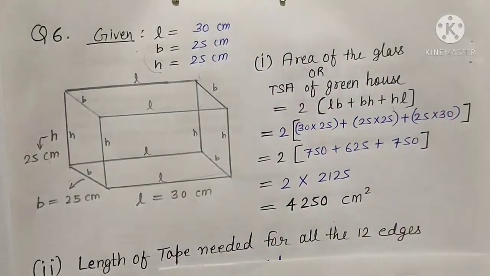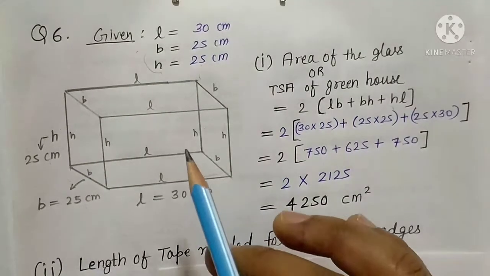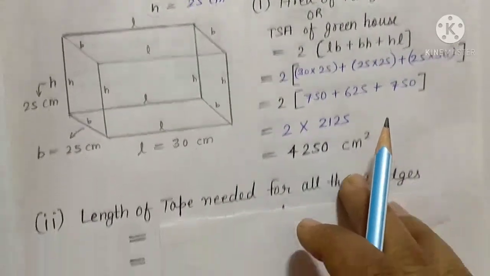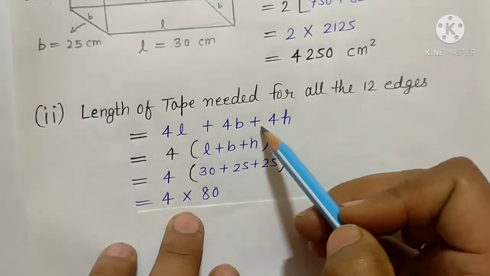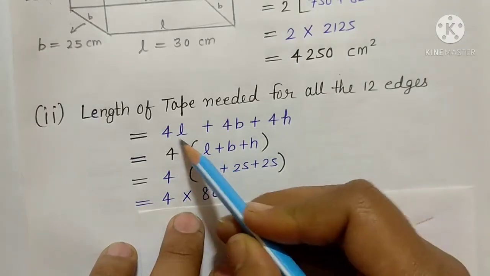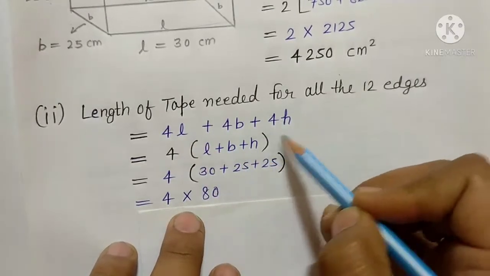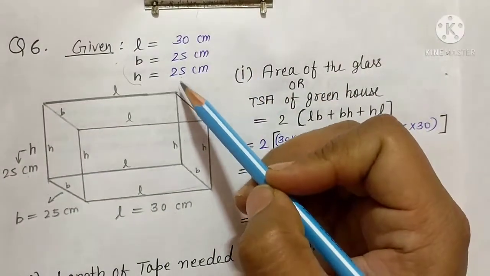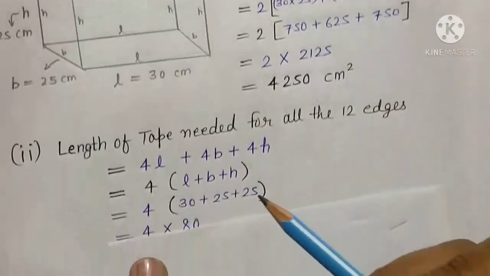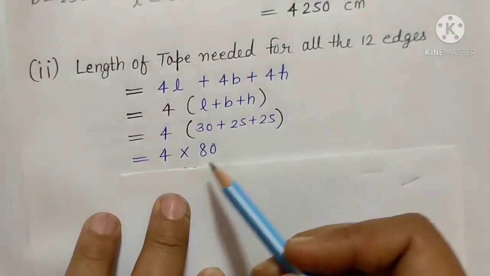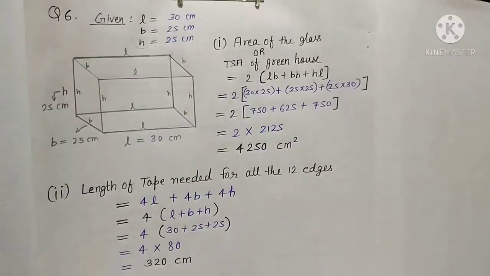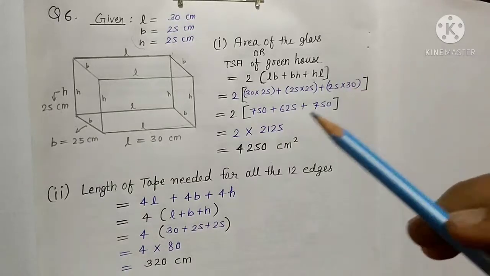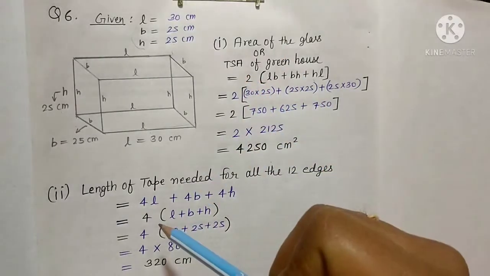Now we have to find the length of this tape needed. So we can write the length of tape needed for all the 12 edges as 4L plus 4B plus 4H. So 4 common, L plus B plus H. L is given in the question, 30, breadth is 25 and height 25. So we add all of them: 30 plus 25 plus 25 comes to 80. So 80 into 4 will come to 320 centimeter.